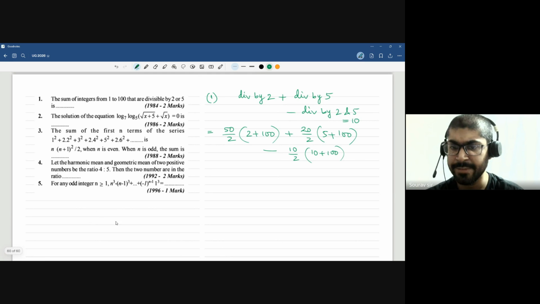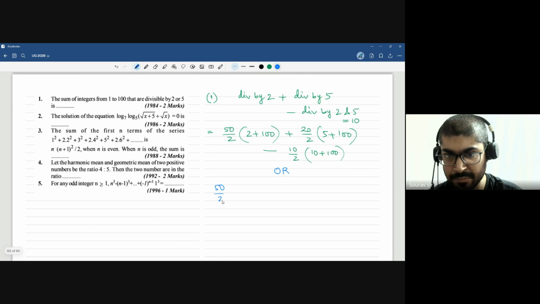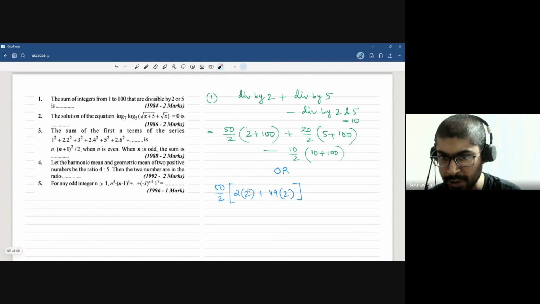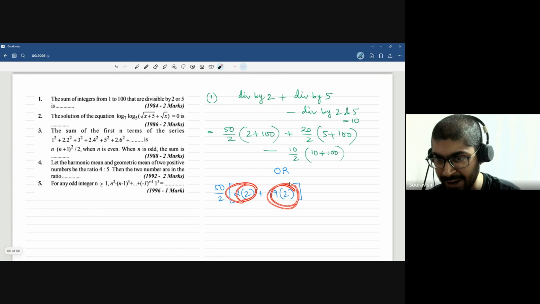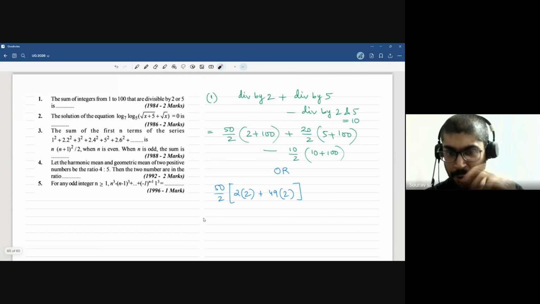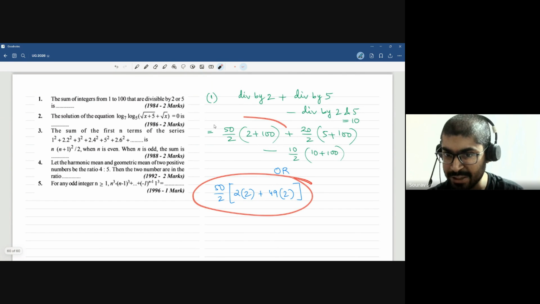Yep, done correctly. If you use the 2a plus n minus d form, you will get it a bit different. So I'm writing both of them. So you will get it as 50 by 2 into 2a, so 2 into 2 plus n minus 1, which is n is 50, so 49 into 2. All right, this is what you will get. But notice that this is in total 2 into 2, 4, and 98, 102. This is also 102. Now you decide which one is easy, this one or that one.